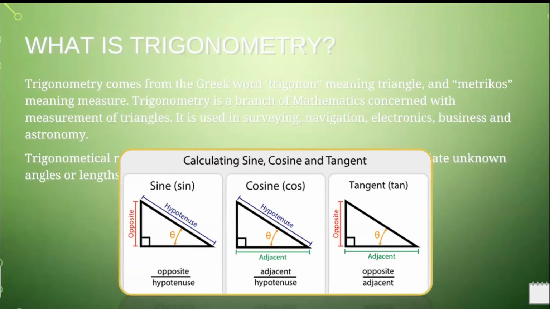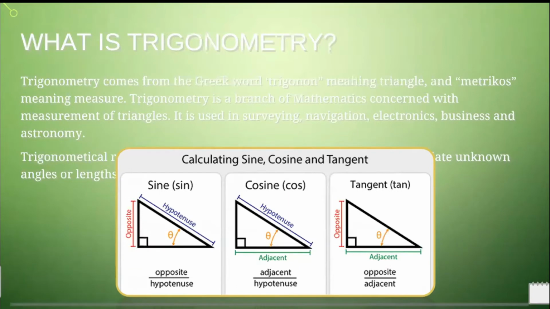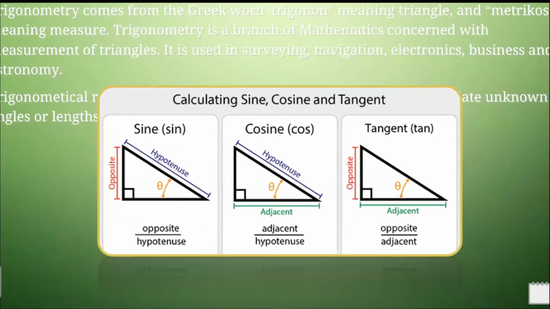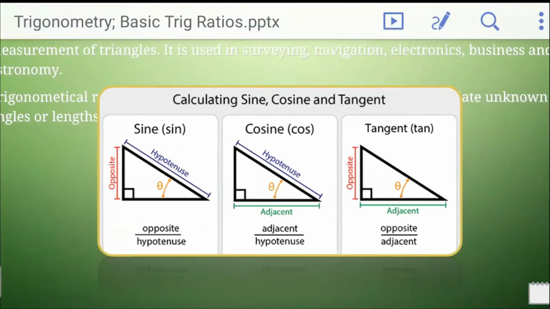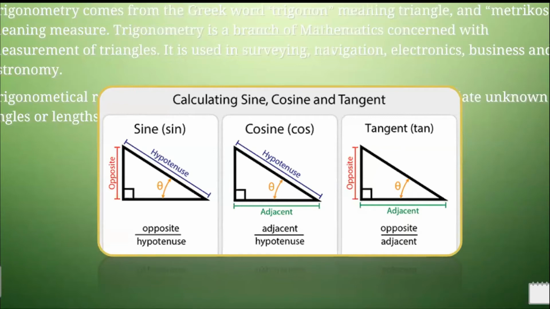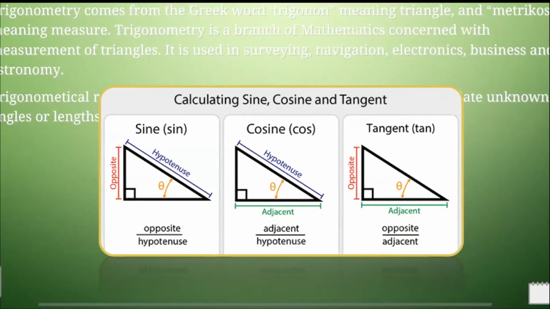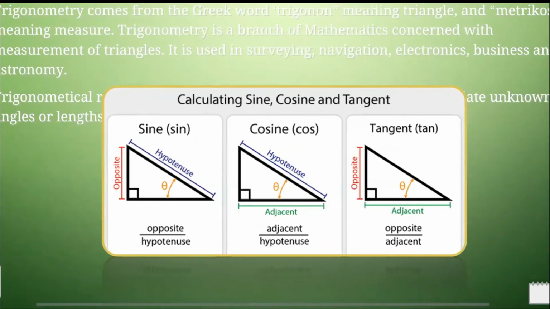Now we're going to examine three basic trigonometric ratios. Can somebody tell me what these three ratios are? Can I have a volunteer to tell me the three ratios that we're going to be looking at? They're mentioned right here on the screen. All right, so we'll be looking at the sine, cosine, and tangent ratio. These are the three ratios that we'll be looking at.